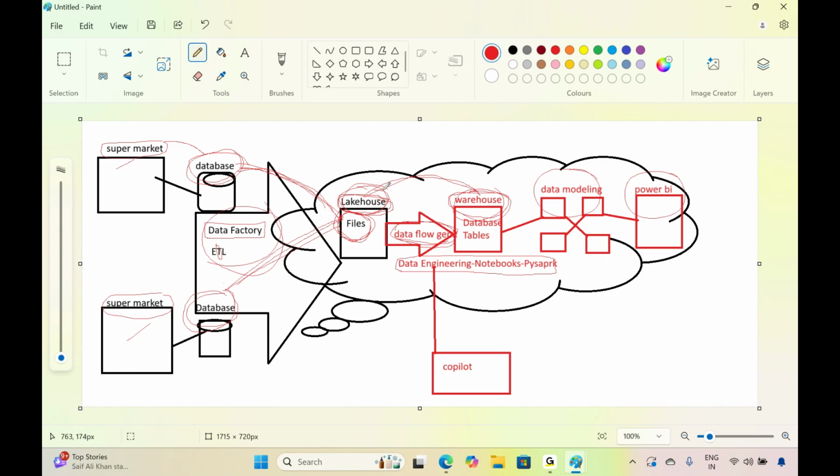The lake house is used to store the data in terms of files. From there you move to warehousing. There you can use either Dataflow Gen2 or data engineering notebooks, nothing but Databricks. And by using data modeling in Power BI you can design the reports.